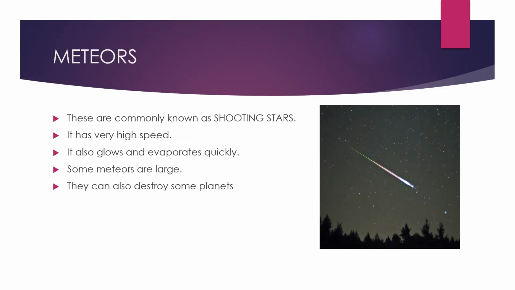Coming to meteors, these are commonly known as shooting stars. They have very high speed. They glow and evaporate quickly when they come into any planet's atmosphere. Some meteors are large. They can't glow and evaporate quickly, so they can also destroy some planets. Okay?